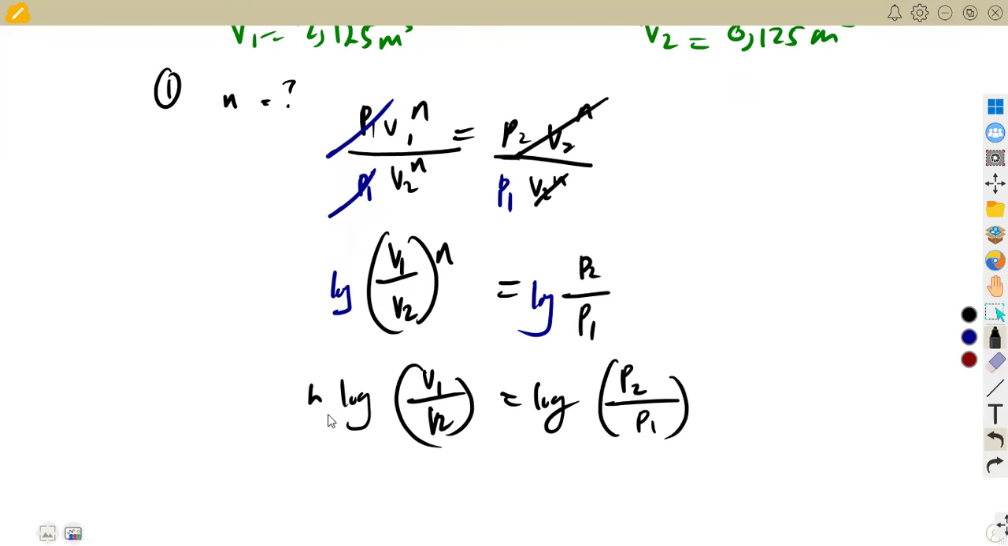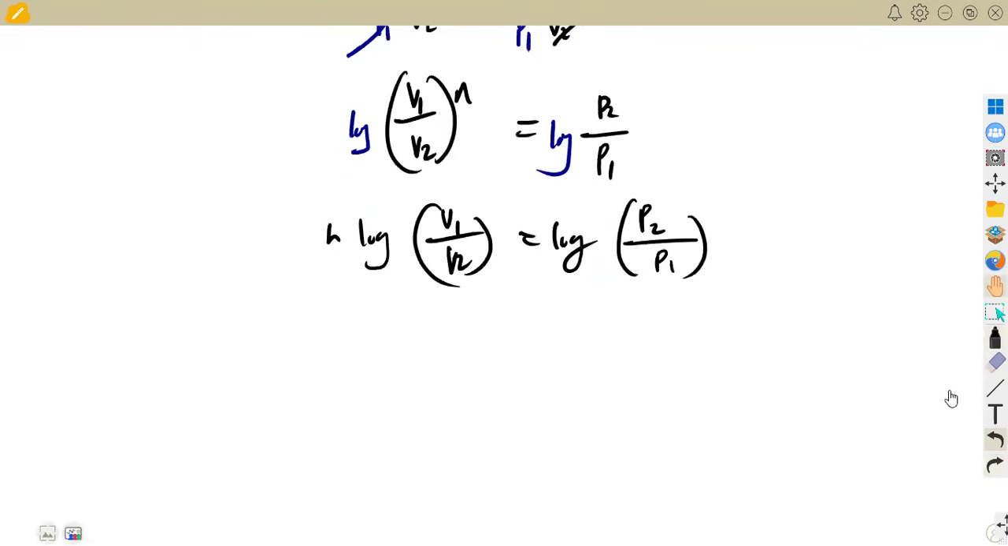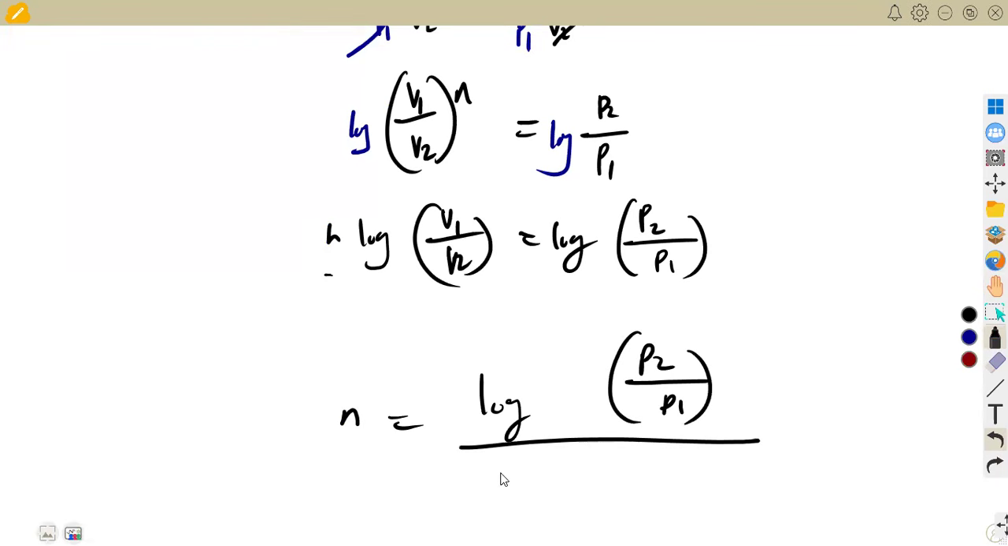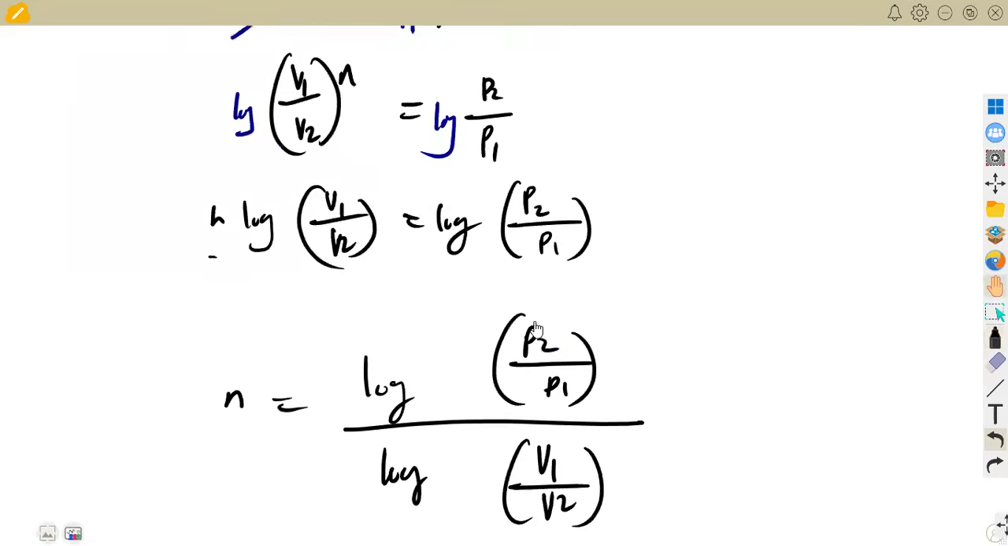So how can I find N? I just have to divide by that logarithm. All right, that's your mathematics N3 there. So if I divide by this log, it means N is equal to the logarithm of P2 over P1, everything over the logarithm of V1 over V2. So I've just made N the subject.